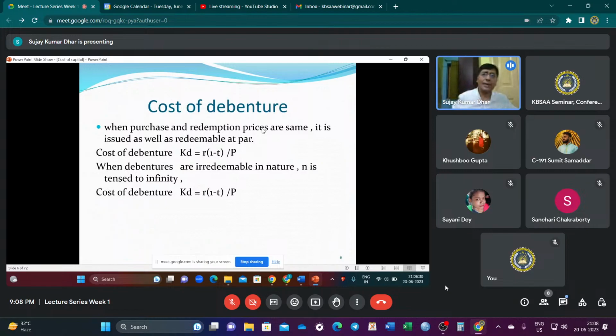Now, why this 1 minus T? Can you tell me? T is tax rate. Why in cost of debenture always are we saying 1 minus T? In finance, everything is all about logic. When company is paying interest, company is enjoying tax shield. So, it is R into (1 minus T). Am I clear?